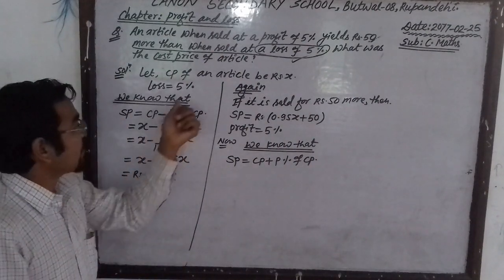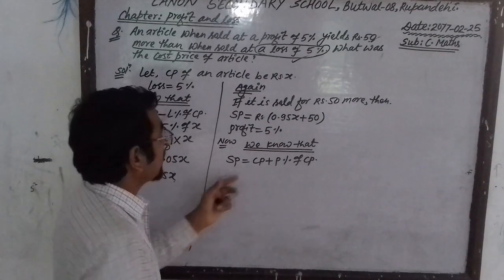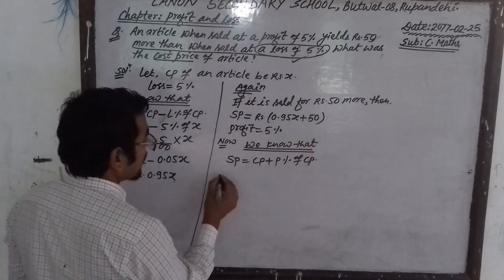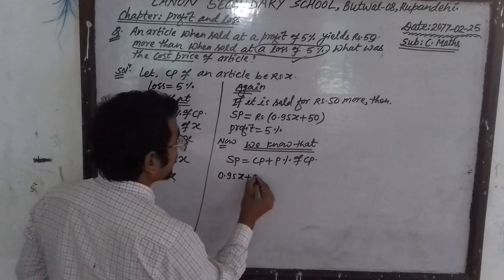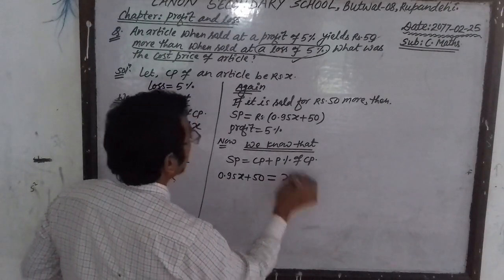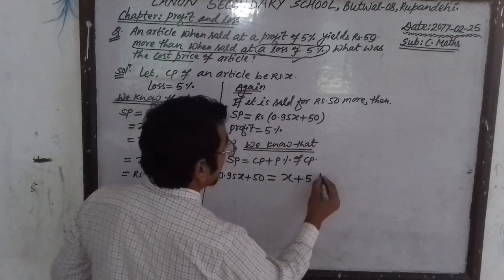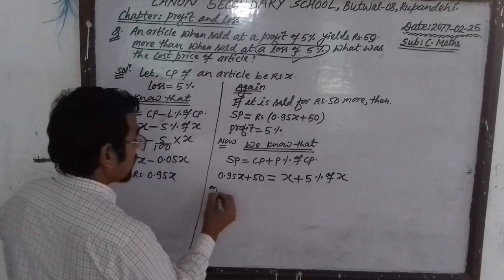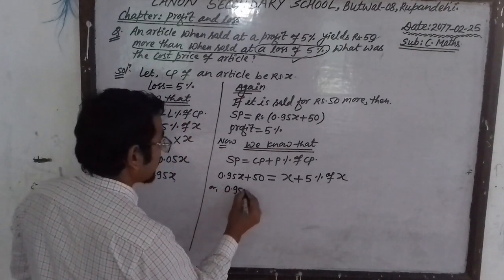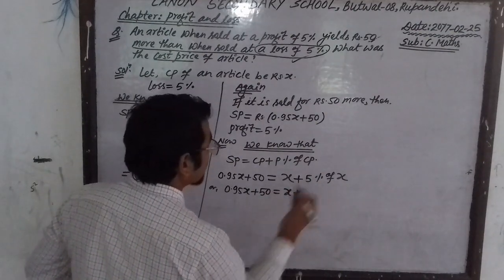In the previous selling price, we have 5% loss. We should not use that selling price here. We have to use the new SP, which is 0.95 X plus this 50 rupees. CP we have already considered as X. So we put plus profit percent 5% of X: 0.95 X plus 50 is equal to X plus 5% of X.